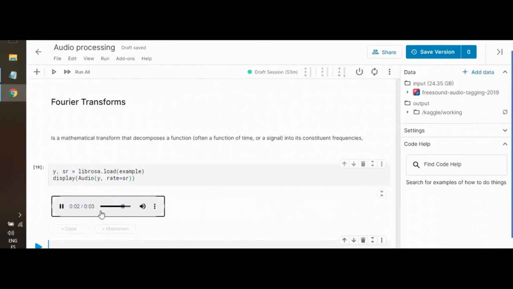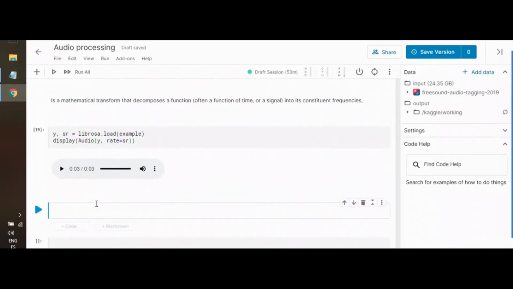Just to have an idea of what the sound was. Let's define a spectrogram for that sound with 16,000 of sample rate. This will be a parameter for the Fourier transform. Another parameter for the Fourier transform.